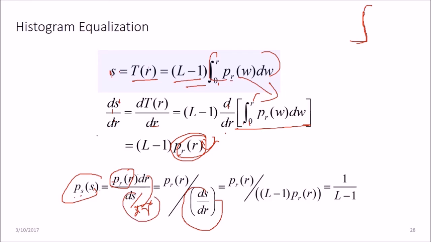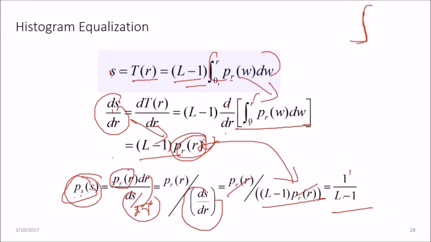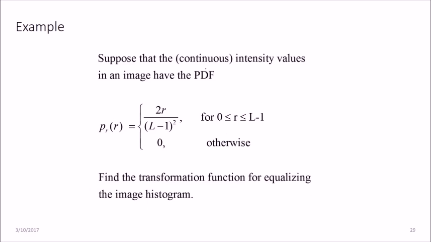But what is ds by dr? We have just seen that ds by dr is (L minus 1) p_r(r). So we replace it here, and p_r(r) cancels out, and this is nothing but 1 by L minus 1. So p_s(s) will be 1 by L minus 1. Now we'll take an example. Don't worry about that; this is just a mathematical understanding.